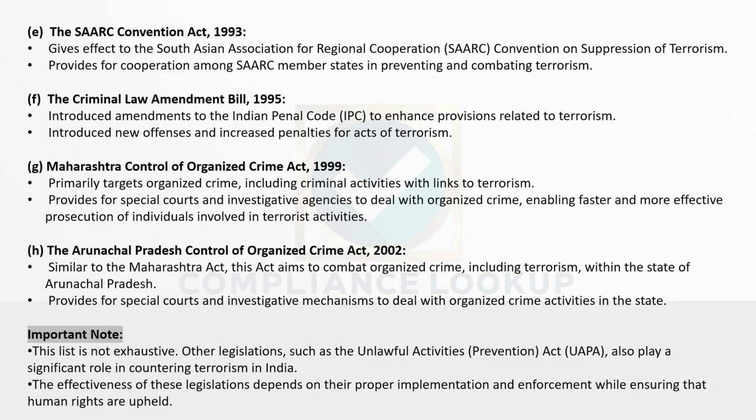7. Maharashtra Control of Organized Crime Act 1999, MCOCA. This law targets organized crime which often overlaps with terrorism. Its key provisions are: first, special courts are set up to handle cases of organized crime. Second, faster prosecution and investigation mechanisms for dealing with terrorist related activities.